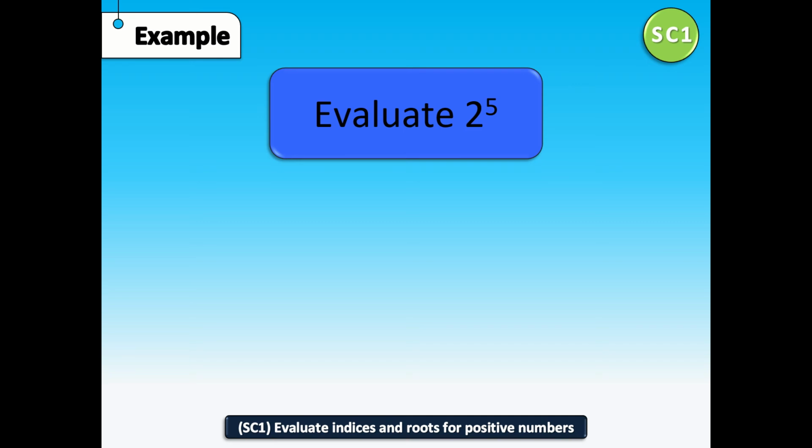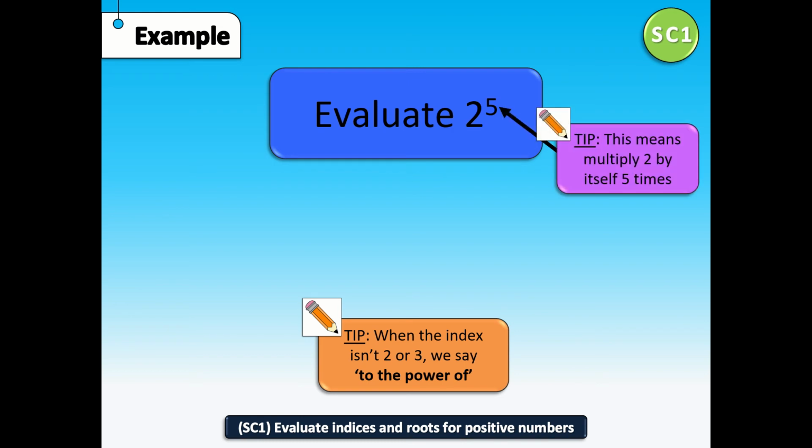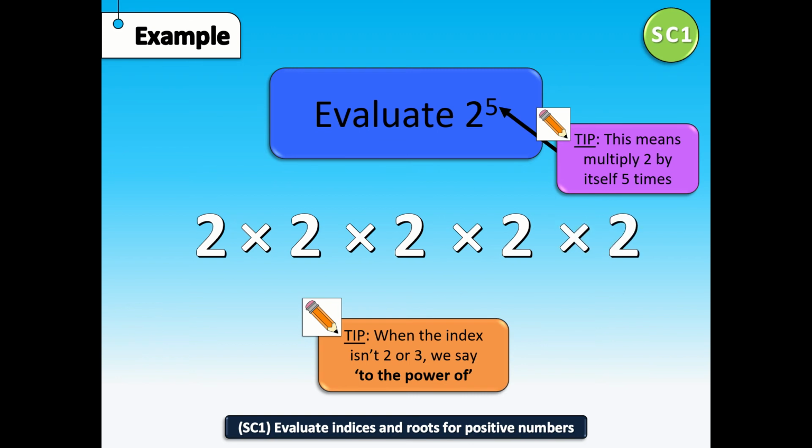This time we want 2 to the power of 5. So when the index isn't 2 or 3, we need to say to the power of, so that's why we say 2 to the power of 5. And this means 2 multiplied by itself 5 times. So 2 times 2 times 2 times 2 times 2. 2 times 2 is 4, times by 2 again is 8, times by 2 again is 16, and times by 2 for a 5th time would be 32.